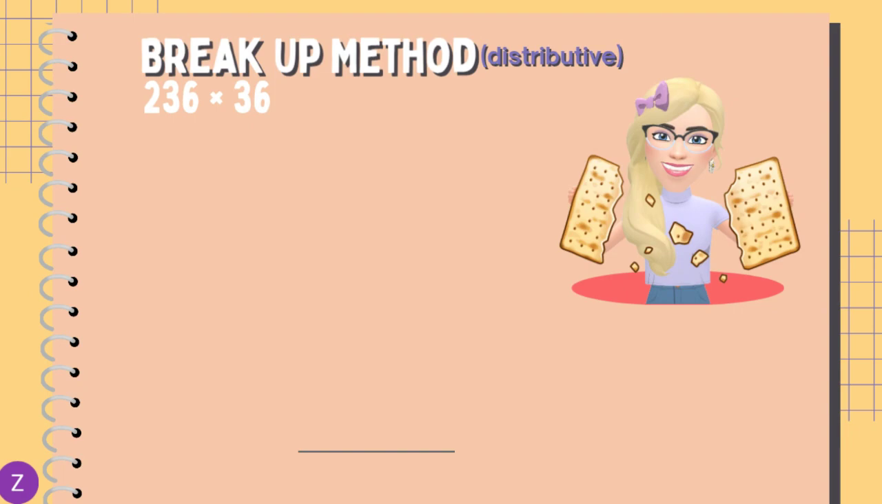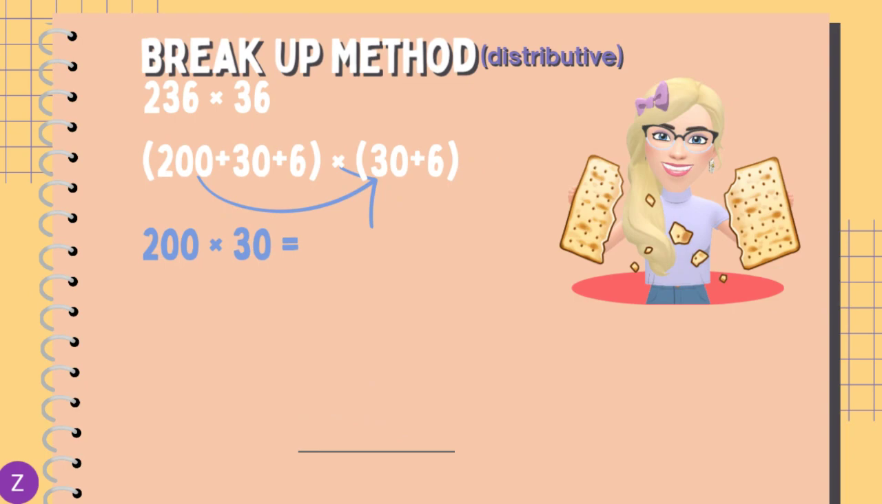236 times 36. So now you take your 236 and break your number up into the values 230 and 6. And then you multiply that with the number 36, broken up into 30 and 6. You must remember that you now take each number in the front brackets and multiply that number with each number in the second bracket. So if we take the 200 in the first bracket, we must multiply that 200 with 30, and we must multiply the 200 with 6.